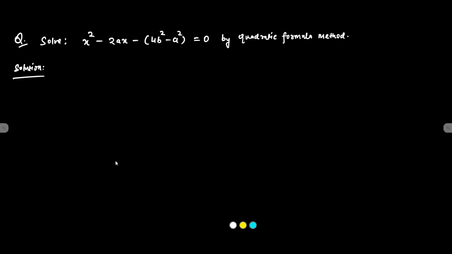So here is another quadratic equation, which you have to solve using the quadratic formula method. The quadratic equation is given: x square minus 2ax minus 4b square minus a square is equal to 0. Okay, so first we'll write the quadratic equation: x square minus 2ax minus (4b square minus a square) is equal to 0. So this is the quadratic equation.